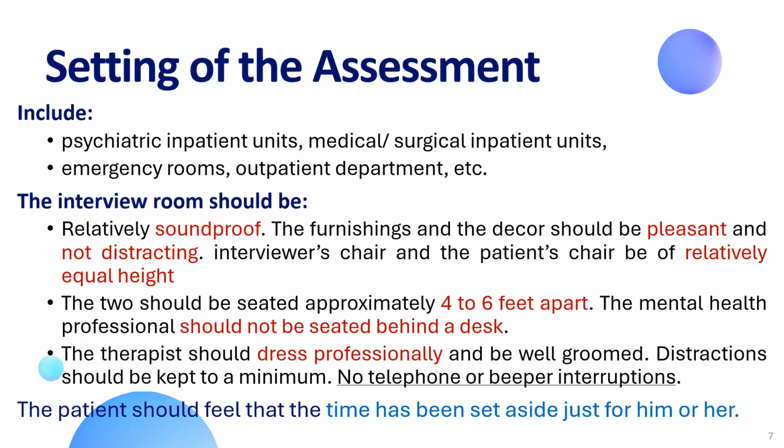So for an ideal interview room, this should be a somewhat relatively soundproof room, and furnishings and the decor should be pleasant and not distracting to the patient, so a smooth interview and assessment can be followed. Interviewer's chair and patient's chair should be of relatively equal height, so one can communicate effectively with each other. The two should be seated approximately 4 to 6 feet apart, and there should not be any desk between the assessor and the assessee. The desk between two can act as a psychological barrier, so desk should not be there or should be removed.